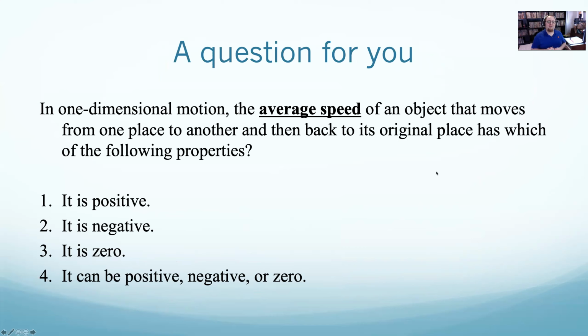One-dimensional motion: the average speed of an object that moves from one place to another, then back to the original place, has which of the following properties? 1 is positive, 2 is negative, 3 is 0, or 4 can be anything. So average speed of something, I'll just do it with a ball. Average speed of this, if it leaves my hand and I catch it at the exact same height. What is true for the average speed of that? I will give a minute.